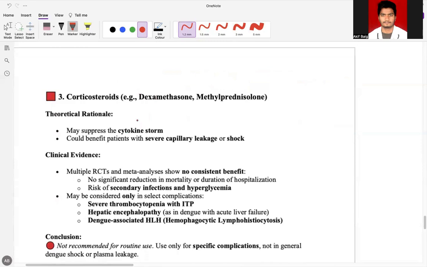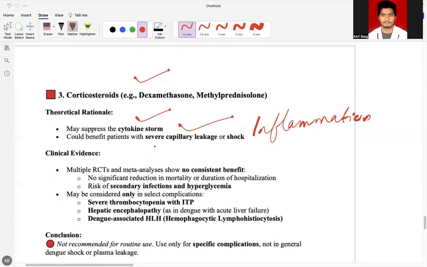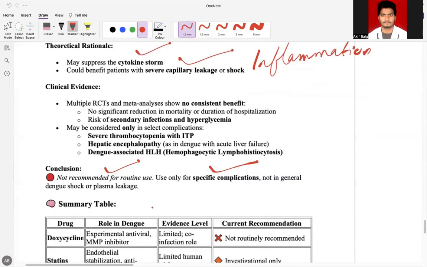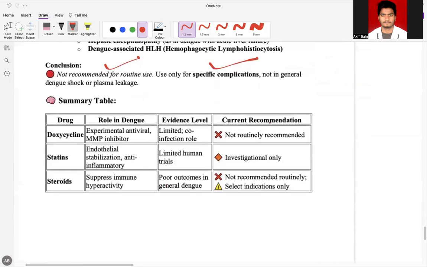Corticosteroids may suppress the cytokine storm and could benefit patients with severe capillary leakage. Capillary leakage basically occurs because of the inflammation. So it was thought that if a patient has severe capillary leakage or shock, sometimes the steroids can be useful, but routinely they should not be given to all patients. They are used only for specific complications, not in general dengue shock or plasma leakage.